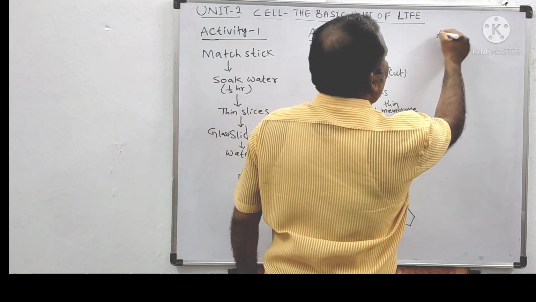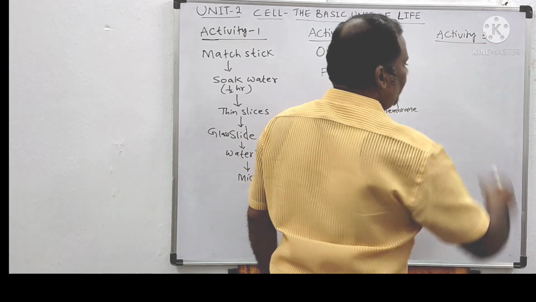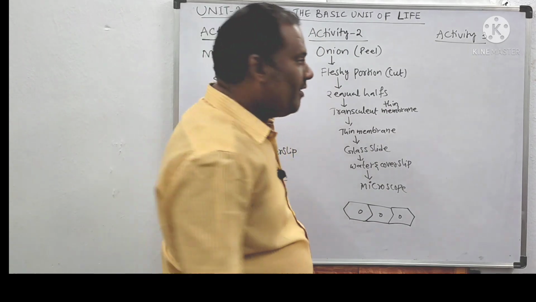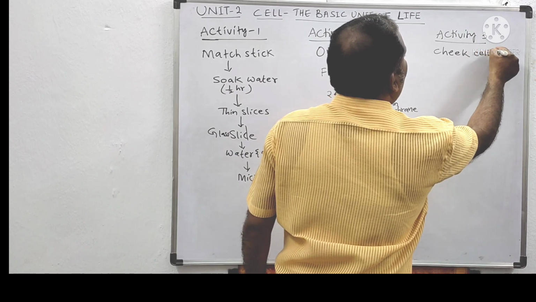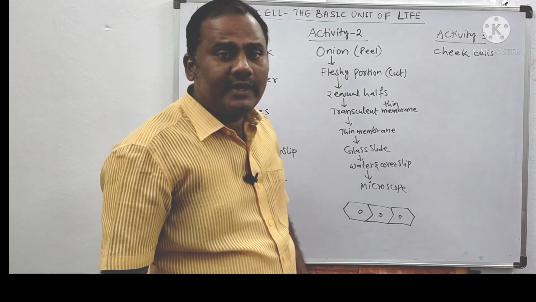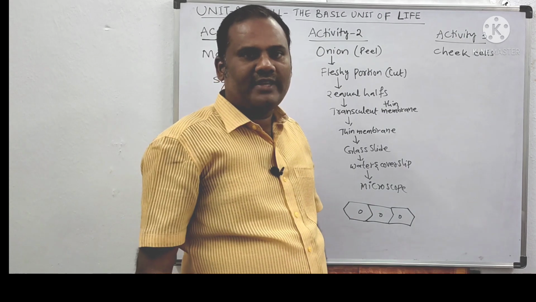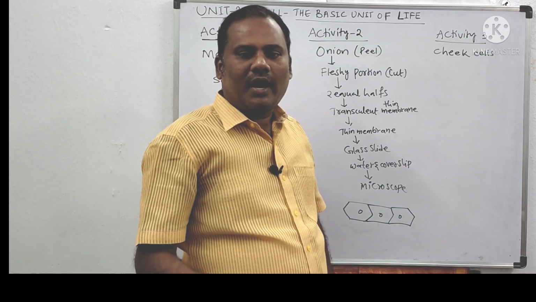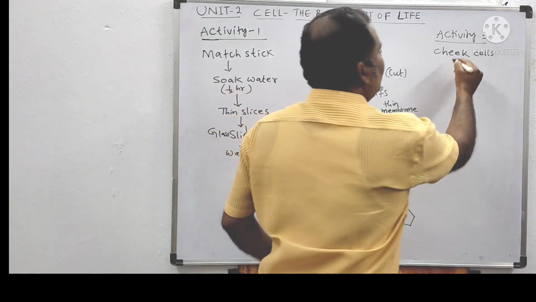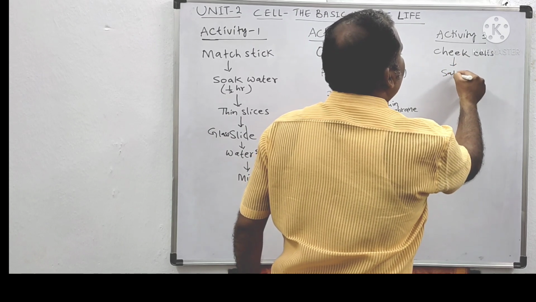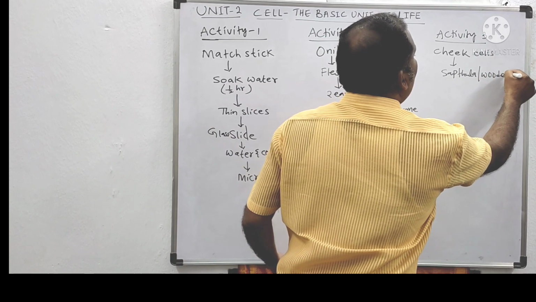Next, activity 3. In activity 3, we are going to know about cheek cells. How can we collect them? First you have to clean your mouth with water. Gargle the water and spit it out. Then you take a wooden spoon, an ice cream spoon, which is called a spatula.